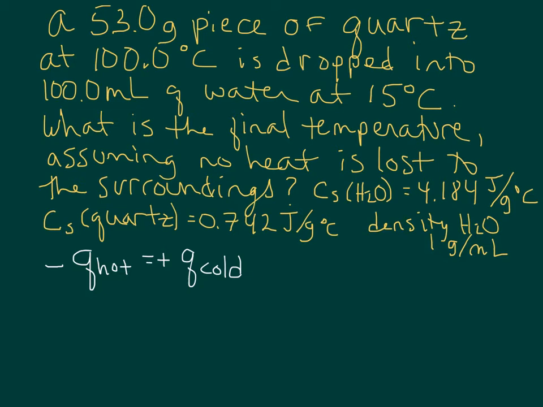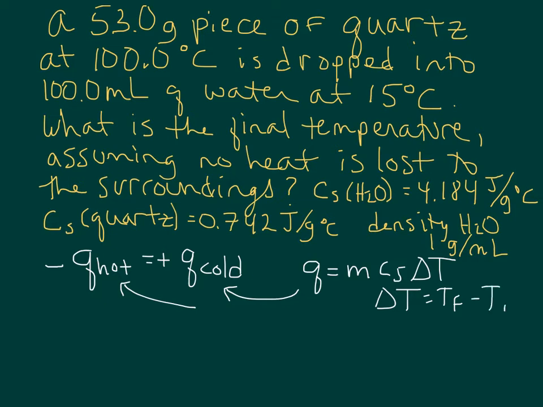Now, the other thing that we are going to remember is the general equation for heat, which is Q is equal to the mass in grams times the specific heat times delta T. We're going to write one of these equations for each one of these quantities, and we have most of the information. We're going to end up solving for T final. Also remember that delta T is equal to T final minus T initial. Let's go ahead and do that. Let's write out the hot thing first.